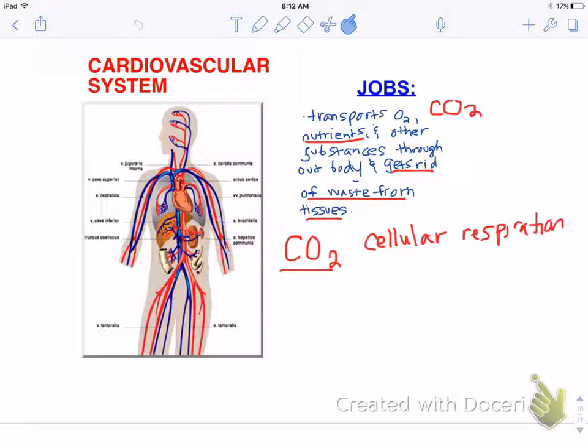The cardiovascular system consists of your veins, your arteries, and your heart. And there's different parts of the cardiovascular system that we're going to study. So when you think of the cardiovascular system, think of it as a highway that's delivering nutrients and oxygen to all the cells of your body, and also delivering waste throughout your body.